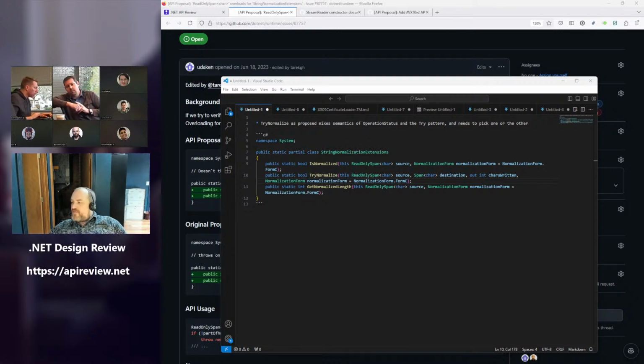So, to quote from the Framework Design Guidelines, exceptions are the primary way of reporting errors in the framework. It would need to justify why this, of all things, is special. I don't know that I've ever normalized a string, so I don't know that it's high performance enough that we care to deviate from our norms of using exceptions.